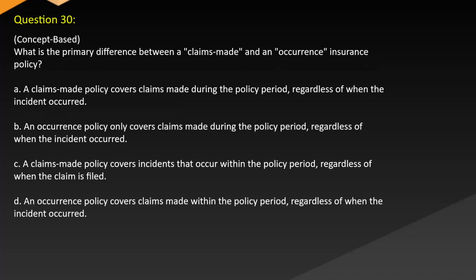Question 30. Concept-based. What is the primary difference between a claims-made and an occurrence insurance policy? A. A claims-made policy covers claims made during the policy period, regardless of when the incident occurred. B. An occurrence policy only covers claims made during the policy period, regardless of when the incident occurred. C. A claims-made policy covers incidents that occur within the policy period, regardless of when the claim is filed. D. An occurrence policy covers claims made within the policy period, regardless of when the incident occurred.